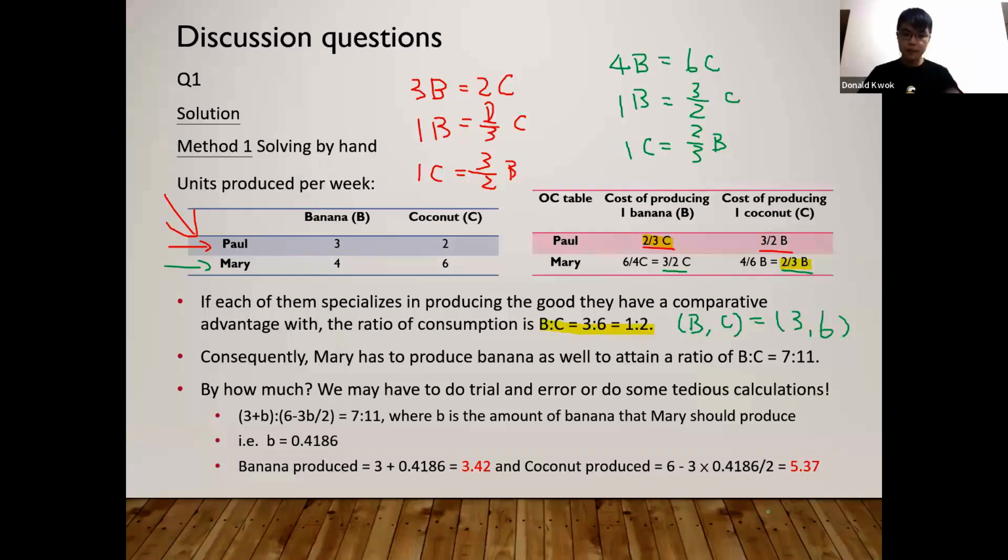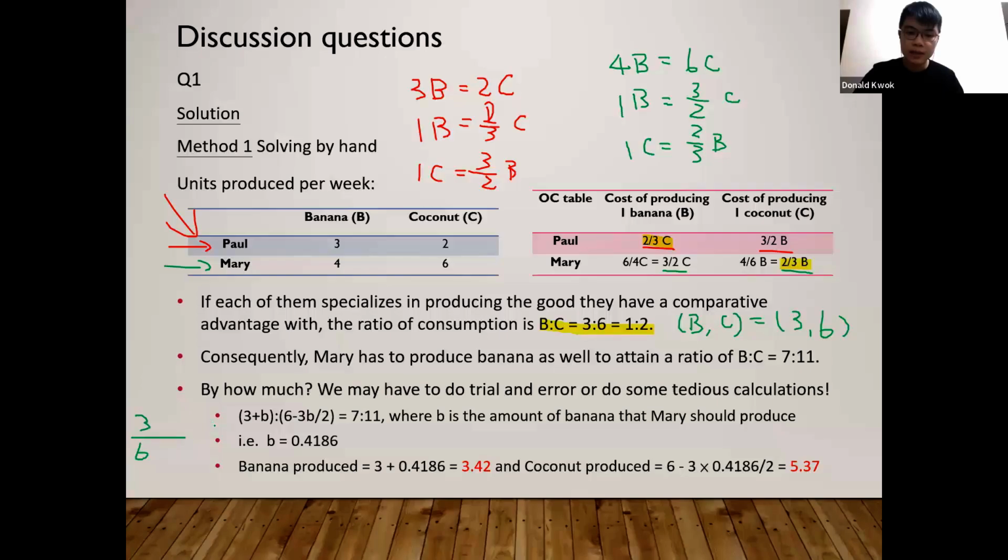All right. However, the target in this question is to have banana to coconut at a ratio of 7:11. This means that Mary needs to sacrifice some of her time to produce banana and less of coconut. Okay, so let's start with the point of complete specialization, where there is 3 units of banana and 6 units of coconut.